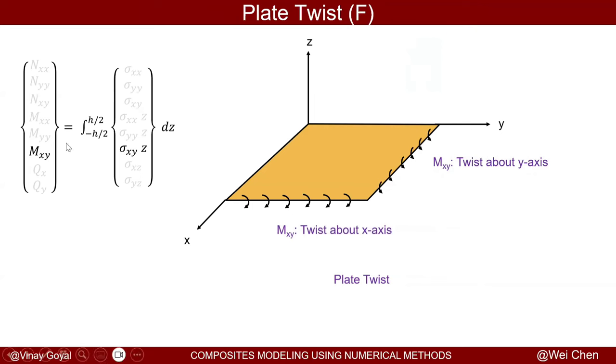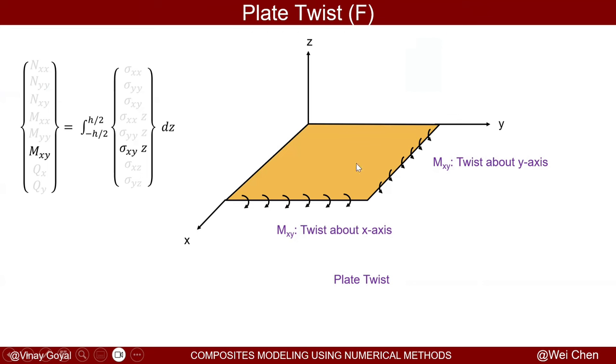If we now look at the last quantity, Mxy, that's the integral from minus h/2 to h/2 of sigma xy z dz. That's a moment that's acting along this edge to twist this plate. And you can see here it is rotating about the x-axis on this edge. While along this other edge, you have a rotation too, and that rotation is about the y-axis. The bending is going to cause this plate to twist.